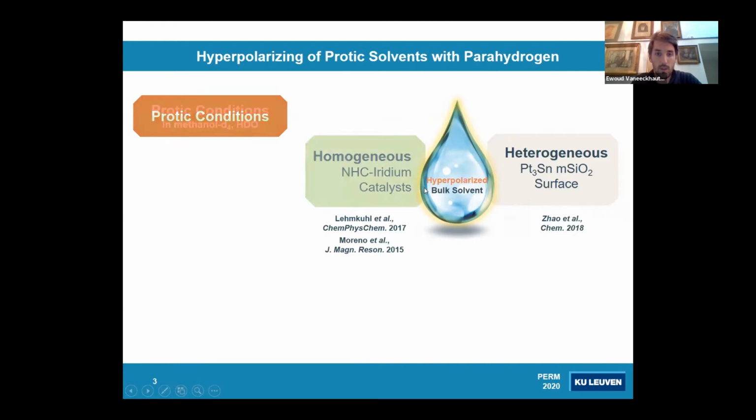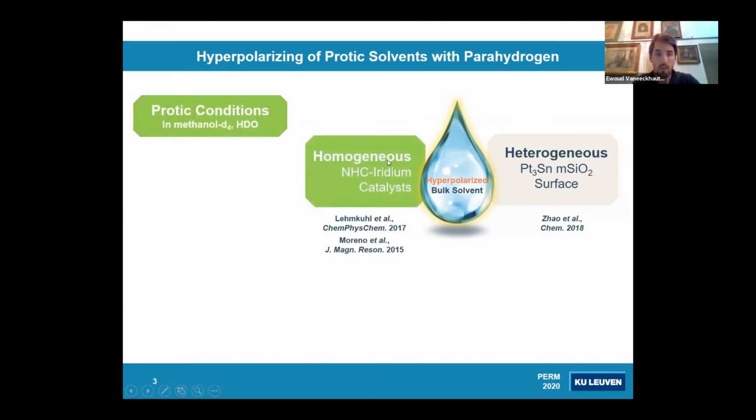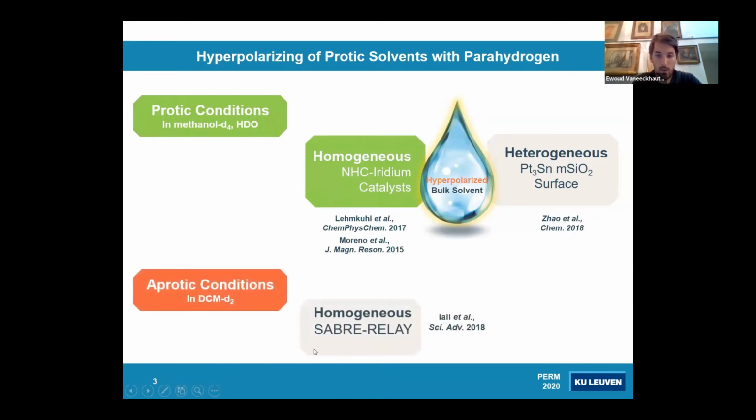Now, what I'm going to discuss today is this topic: still homogeneous catalysis, in a methanol system, trying to hyperpolarize this exchangeable proton source. Some of you may see the equivalence with this also beautiful research, mostly centered in the Duckett group, about SABRE-relay. The only difference is I'm only going to speak about systems in protic conditions, so with a lot of exchangeable protons. And their research is mostly based on aprotic conditions, working in, for example, dichloromethane, deuterated dichloromethane.